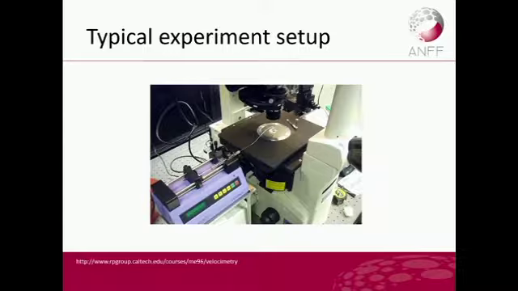So this is a typical setup of a microfluidic experiment. You have the pump, you have your device in there, you have it set up on a microscope so that you can actually track the flow and the image of the cell and so forth. Obviously, you also have the PC to capture that data.